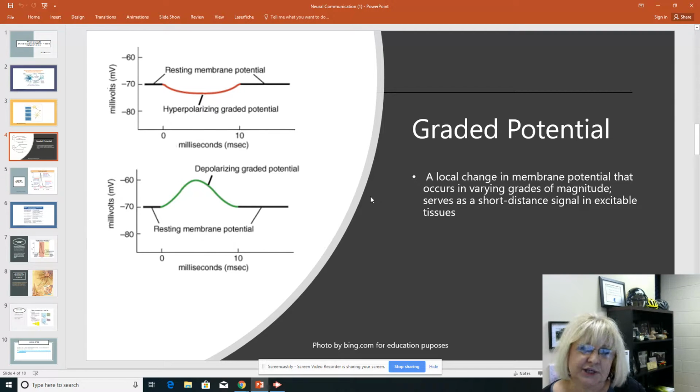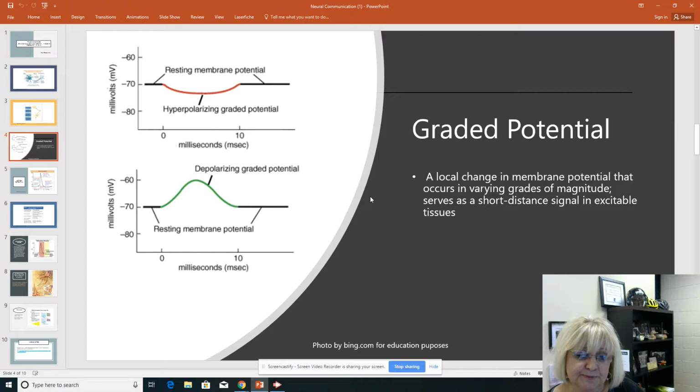Okay, so next let's look at the graded potentials, which is merely a local change in membrane potential that occurs in varying grades of magnitude. It serves as a short distance signal in excitable tissues. If you look at the diagram to the left, on the top, you'll see the resting membrane potential. This is the hyperpolarizing graded potential. You notice how it dips down on the bottom. The depolarizing graded potential is below that, and you'll see where that comes up in the green.